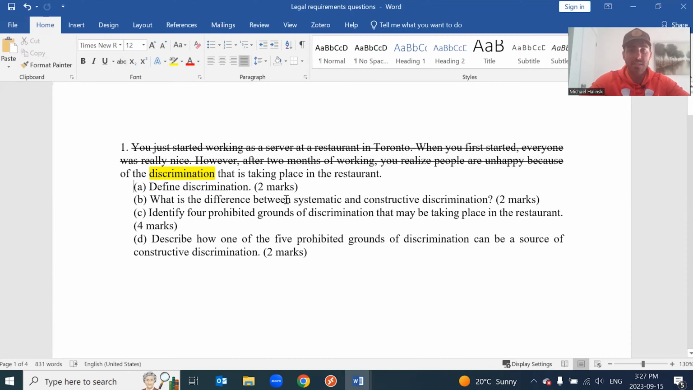What is the difference between systematic and constructive discrimination? Ooh, this may be my favorite question that I ever put forward. Most students get this wrong, but it's super, super easy. Identify 4 prohibited grounds of discrimination that may be taking place at the restaurant. Describe how one of the 5 prohibited grounds of discrimination can be a source of constructive discrimination.